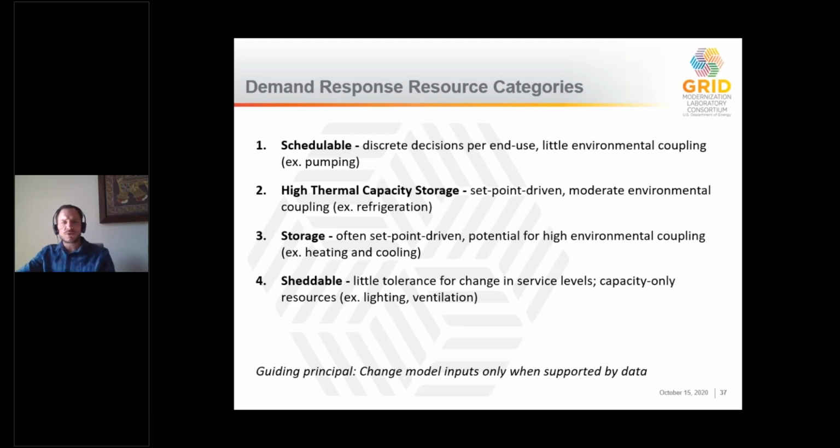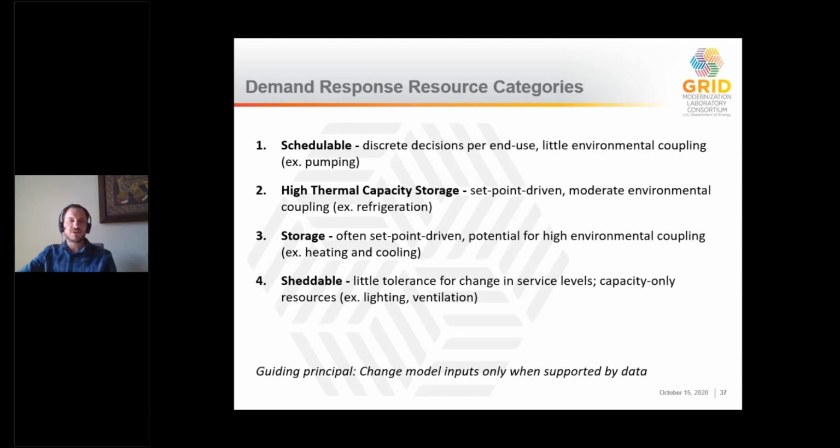A standard storage resource is similar, but of lower capacity and typically more strongly coupled to its environment. Examples of this would be space heating or cooling. And sheddable resources are those that can be turned off, but doing so is tied to a direct reduction or loss of service. Examples would be lighting or ventilation.